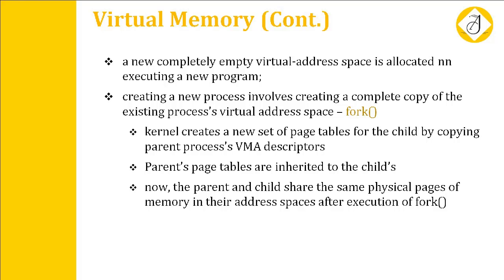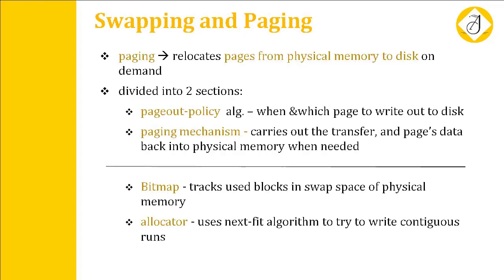Creating a new process with the fork system call involves creating a complete copy of the existing process's virtual address space, which may include the following steps. First, the kernel copies the parent's process VMA and then creates a new set of page tables for the child. Then the parent's page tables are copied directly into the child's, with the reference count of each page covered being incremented. So after the fork, the parent and child share the same physical pages of memory in their address spaces. Now we can see about swapping and paging.